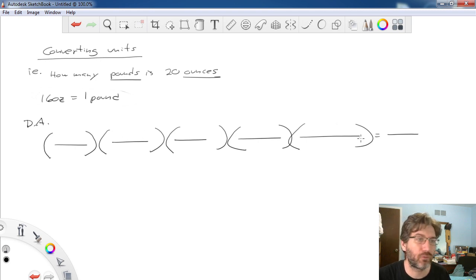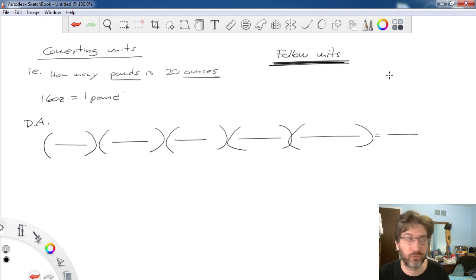Like, how many of these fractions do I need, and what do these fractions need to say? Well, you follow your units to find that out. Do not worry about the numbers, worry about the units. This is all about units. So follow your labels. The first fraction is always going to be your given. This is what information is given.